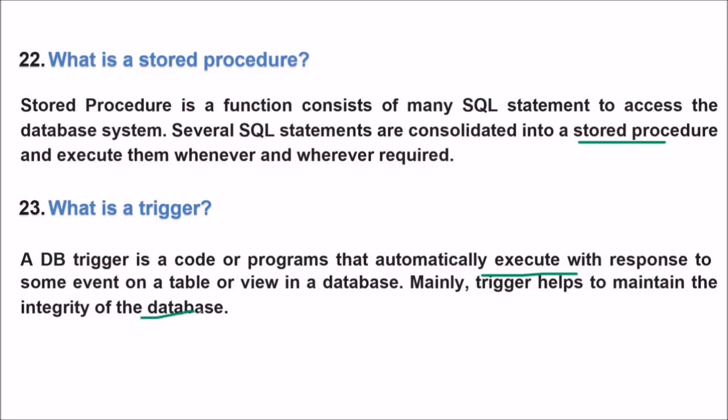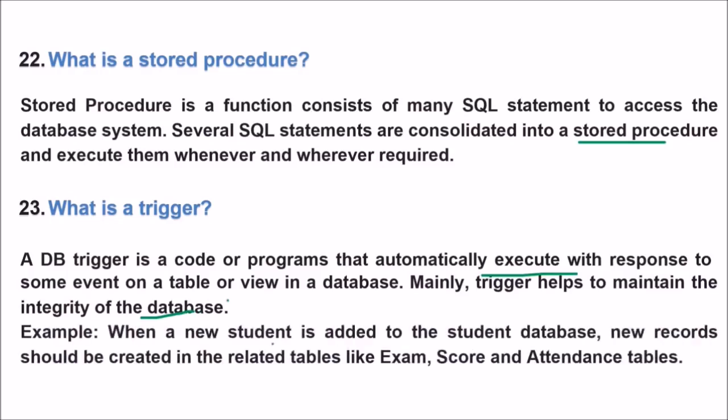Now, say an account is not allowed to go lower than 1,000, in dollars or rupees or something. If you are trying to make the amount go lower than 1,000 by doing some transaction, then a trigger will fire. Another example is when a new student is added to the student database, new records should be created in the related tables like exam, scoring, and attendance tables.